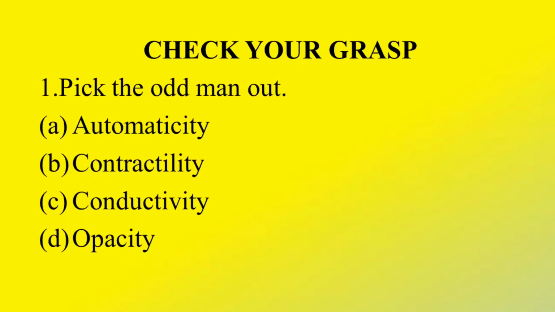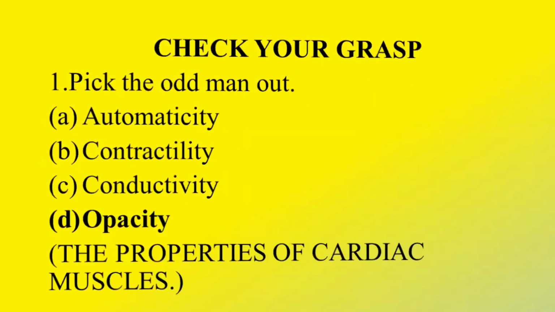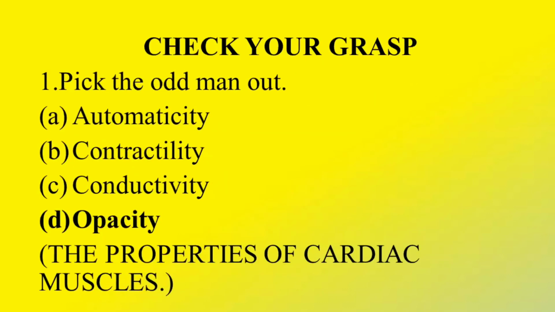Okay, let us see the answer for this. Opacity is the odd man out. So there are around 5 properties of cardiac muscles. What are they? Automaticity, auto-rhythmicity, excitability, conductivity and contractility. So opacity is the odd man out. It doesn't come as a property of cardiac muscle. I hope you got your right answer.